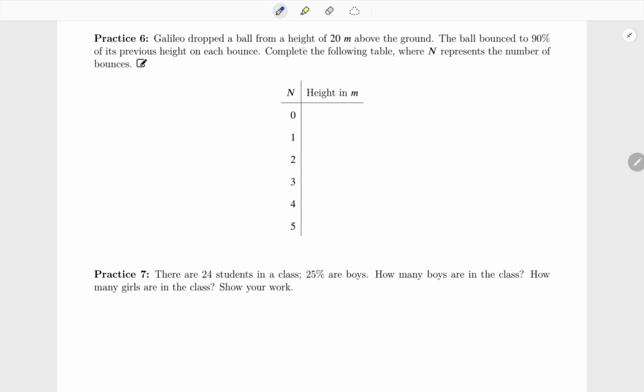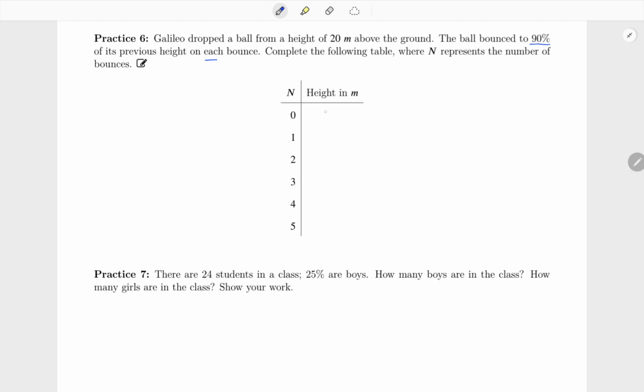Galileo dropped a ball from a height of 20 meters above the ground. The ball bounced to 90% of its previous height on each bounce. Complete the following table where n represents the number of bounces.